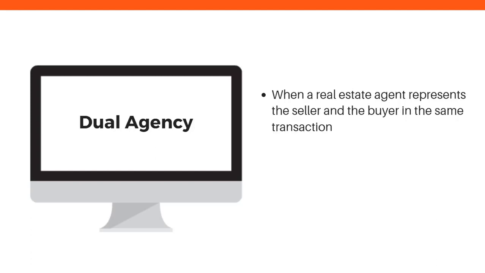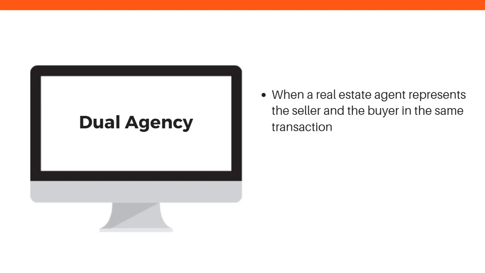Dual agency. This is when a real estate agent represents the seller and the buyer in the same transaction. So let's say you are a listing agent and you are listing a property for sale, and all of a sudden you come across a buyer who contacts you and says, hey, I want to buy this property. This is the listing that I'm interested in. Well, since you happen to be the listing agent, you're representing the seller, but you also have the buyer contacting you, asking you to represent them.